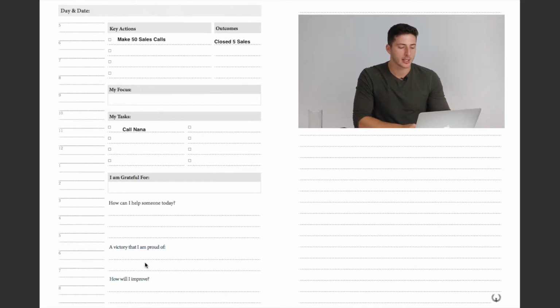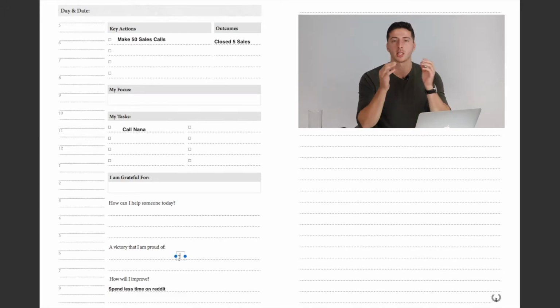What I like to do is reflect on the last day, and I like to wake up in the morning and fill the entire page up. I'll say a victory that I'm proud of from yesterday. I'll say, yesterday I did this, and I'm proud of it because of that. How will I improve? Well, yesterday, let's say I didn't spend as much time working as I said I would. I got distracted by Reddit. So I'll say, spend less time on Reddit, something like that.